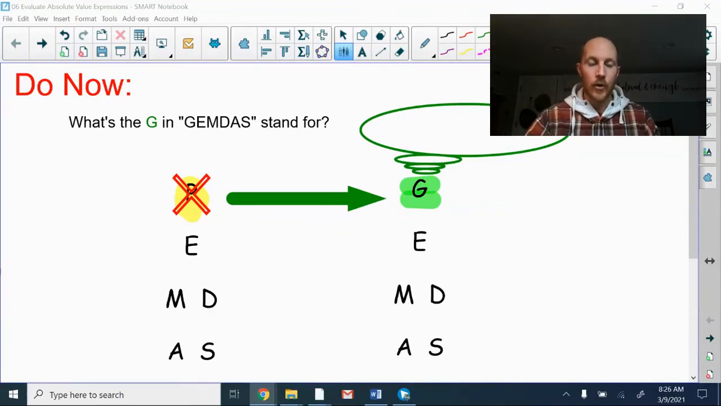Hey, algebra. So let's start out with the do now. We're familiar with PEMDAS, and you're probably also familiar with the fact that I change it to GEMDAS at every opportunity possible. What does that G stand for in GEMDAS? Go ahead and hit pause so you remember what that is, and then we'll join back together.